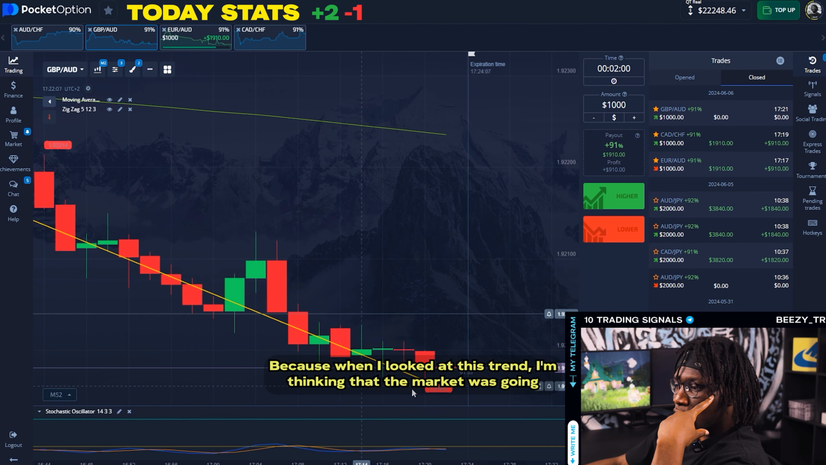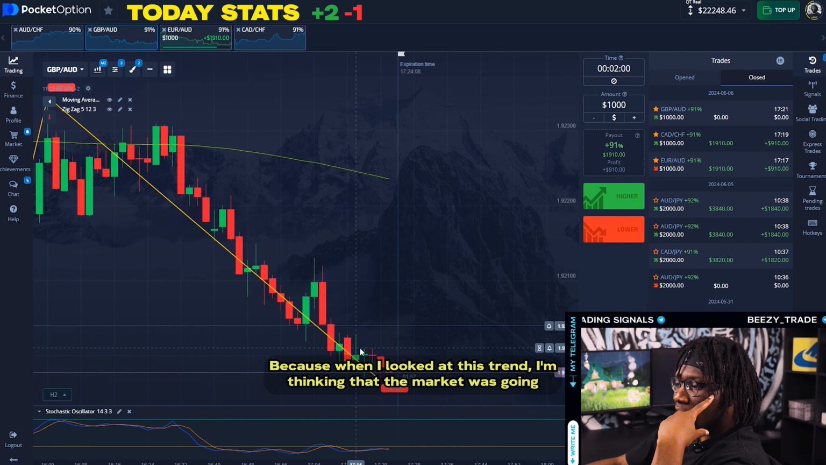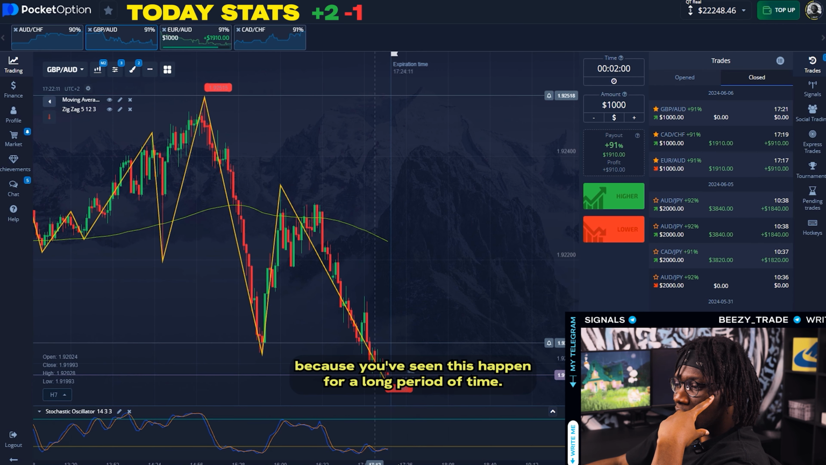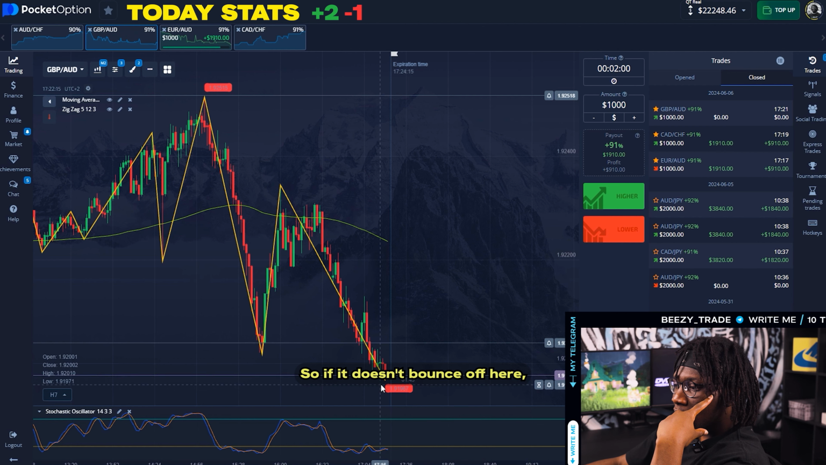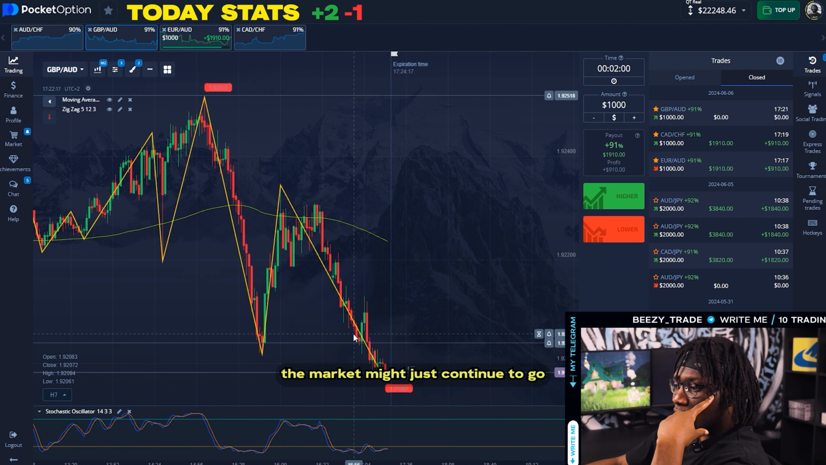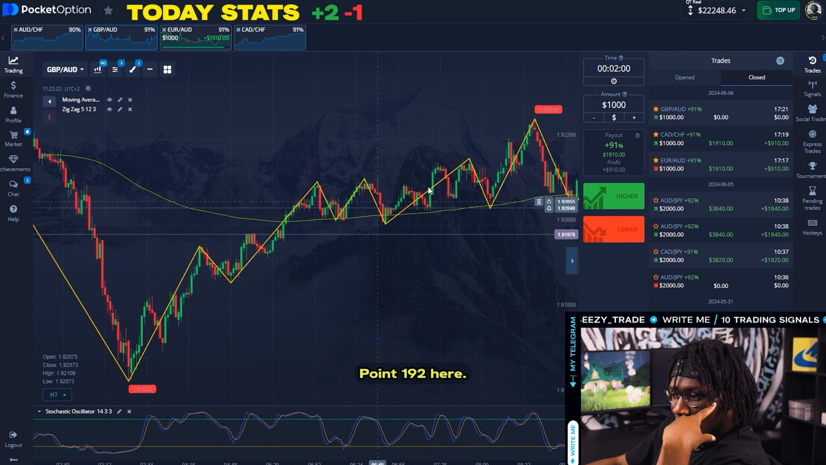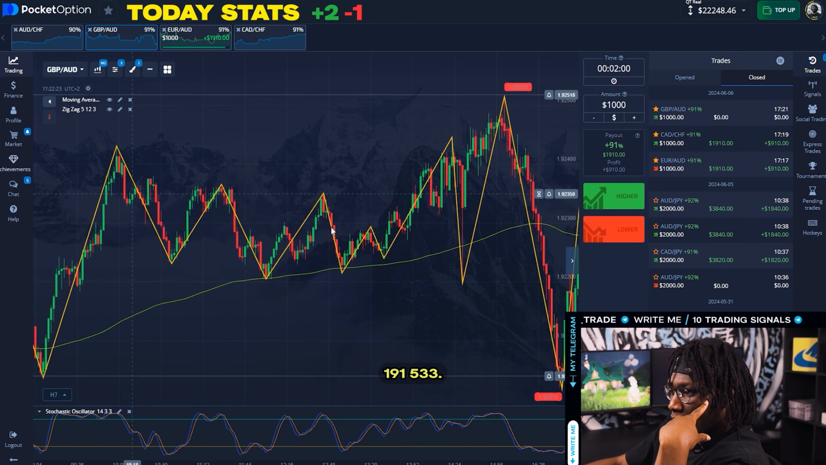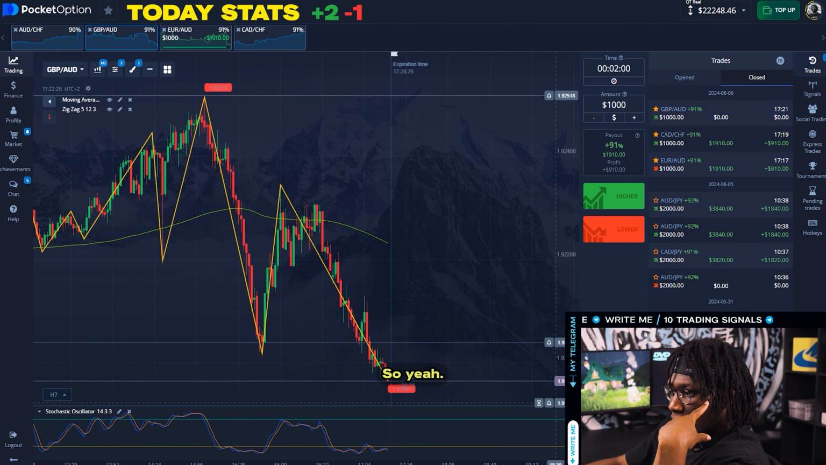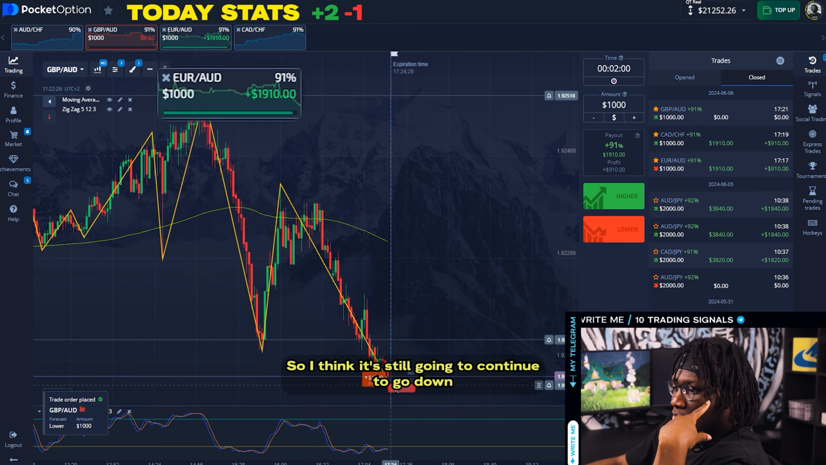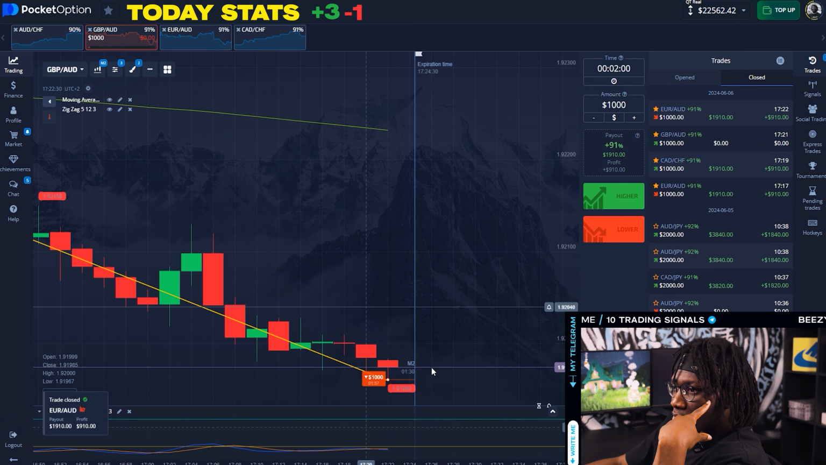Because when I looked at this trend, I'm thinking that the market was going to definitely pull upwards, because you've seen this happen for a long period of time. So if it doesn't bounce off here, the market might just continue to go all the way down to the lowest point, 191,533. So I think it's still going to continue to go down to that point.